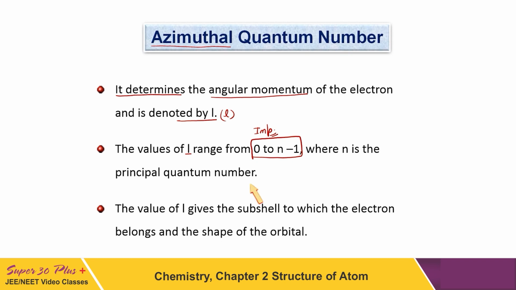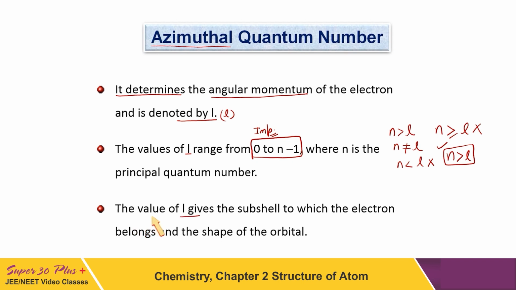So I can say that the value of the azimuthal quantum number will always be smaller than the principal quantum number. N is always larger than l. N is not equal to l. N is not smaller than l. This is wrong. N can only be greater than l. That is the only possibility. The principal quantum number is always greater than the azimuthal quantum number.